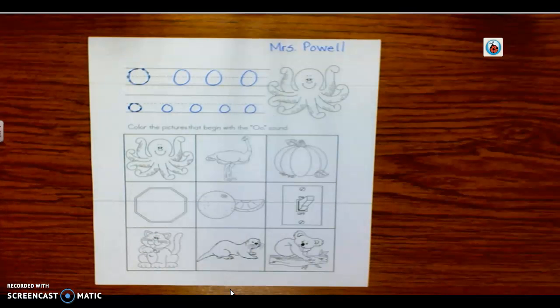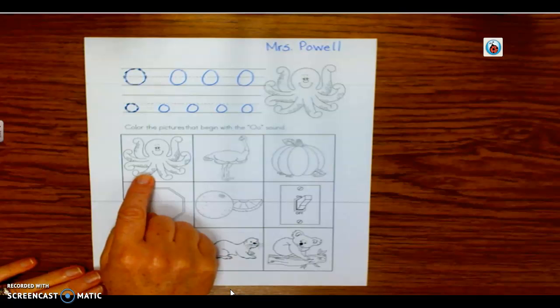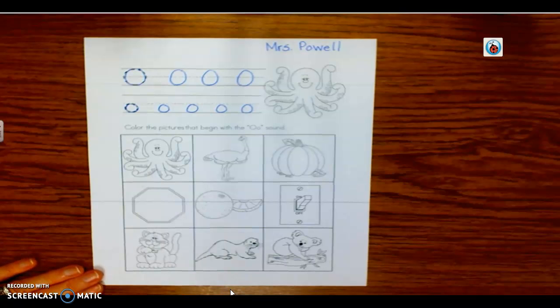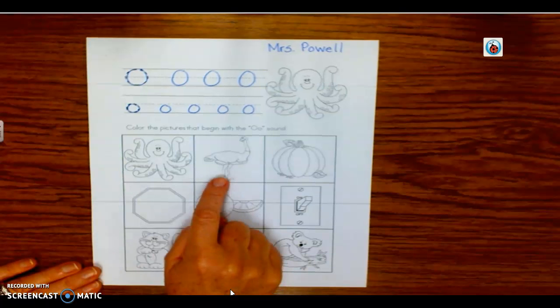All right, then your directions say color the pictures that begin with the O sound. So short sound is ah, long sound is O. Your pictures are octopus. Does octopus start with an O? Yes, so you're going to color it.